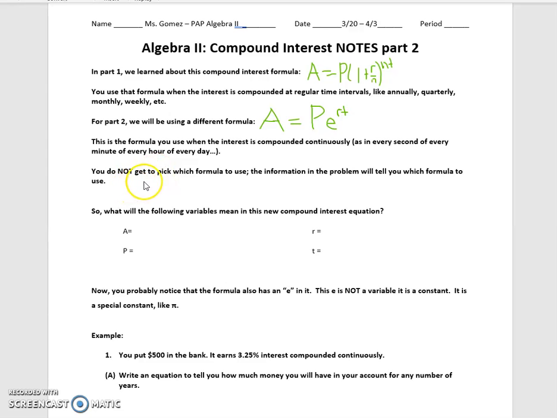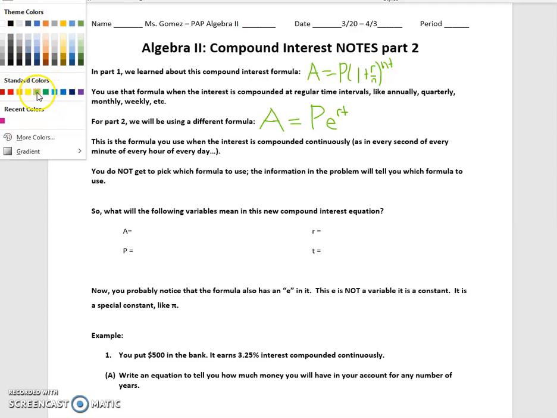Okay. You do not get to pick which formula to use. The information in the problem will tell you which formula to use. So if your problem doesn't give you an n, so if it doesn't tell you yearly, quarterly, monthly, whatever, then you know you're going to have to assume that it's continuous. Or it will say the words compounded continuously, and when you hear continuously, you need to think of e. Okay. So what will the following variables mean in this new equation? Well, they mean the exact same thing. Alright, so let's fill those in.